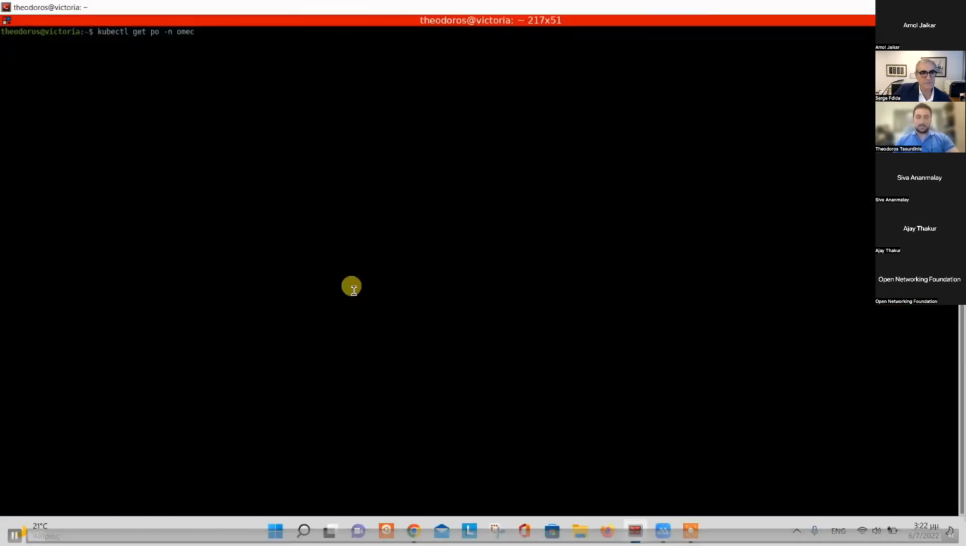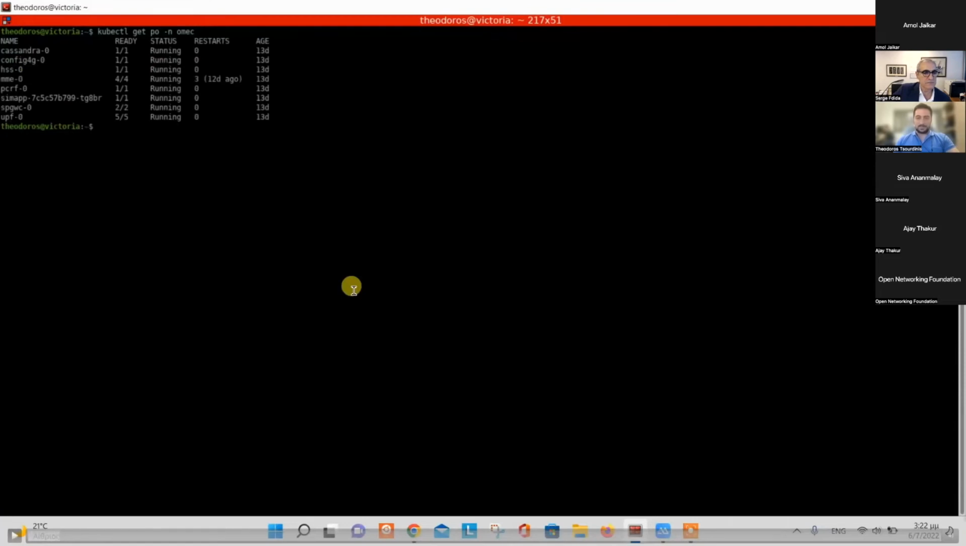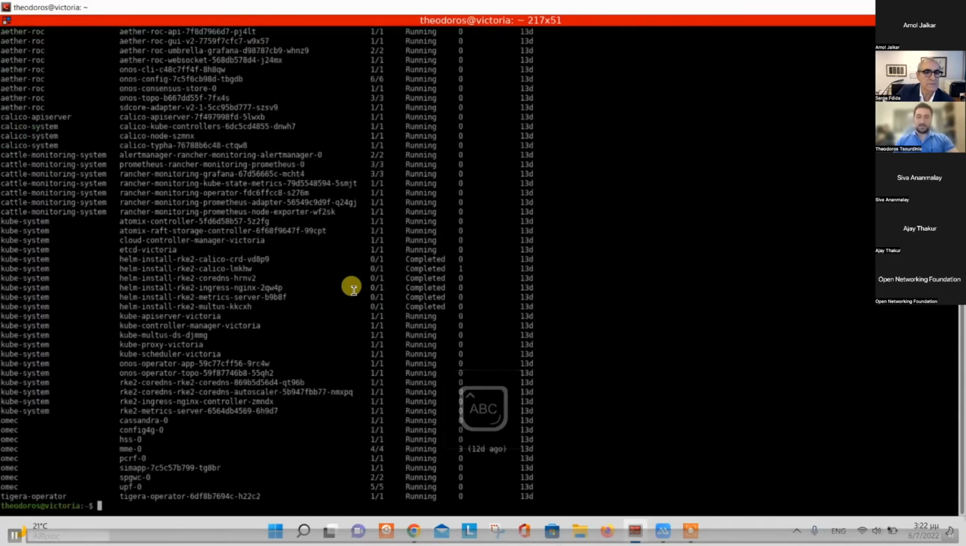So here we are in a Kubernetes environment, and with the kubectl command, we inspect all the deployed pods of the SD-Core network on the OMEC namespace. We see that all the OMEC components are running successfully. And then we see all the necessary pods that are running for the deployment of the Aether framework, such as the kube-system pods, as well as the pod networking pods, which in our case, the pod network is Calico.